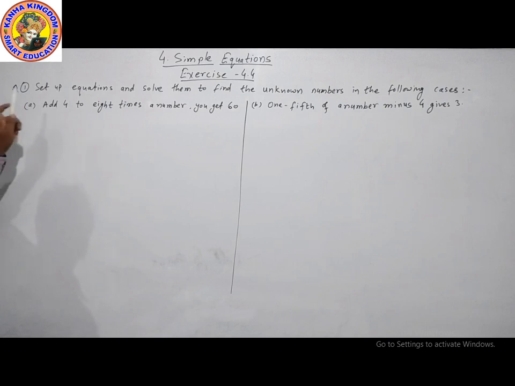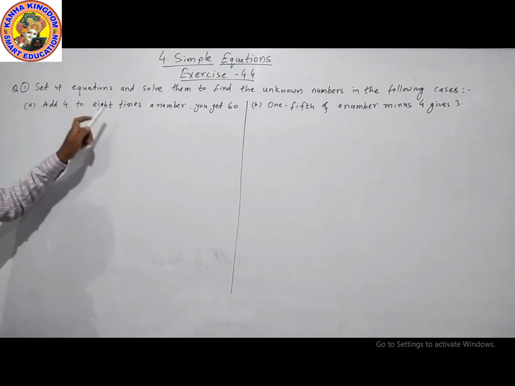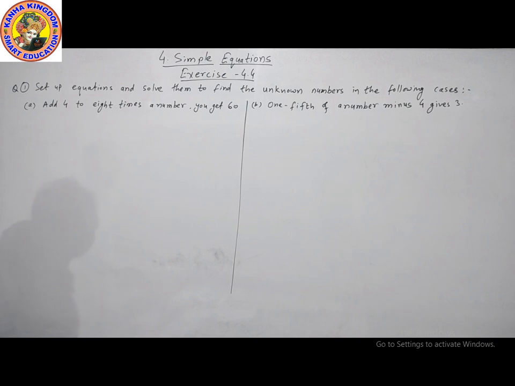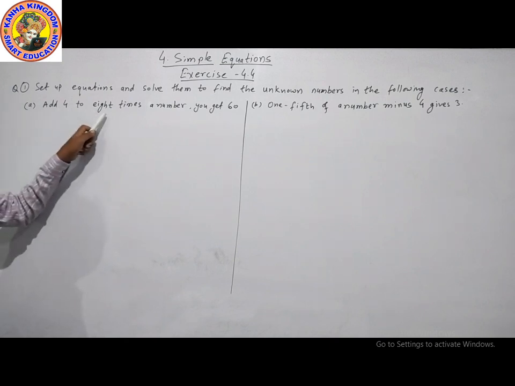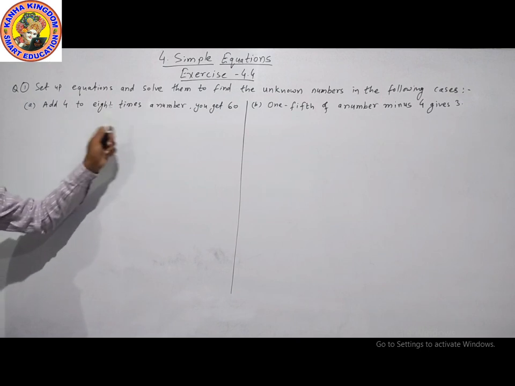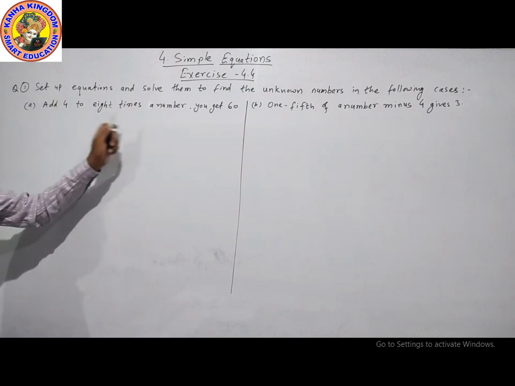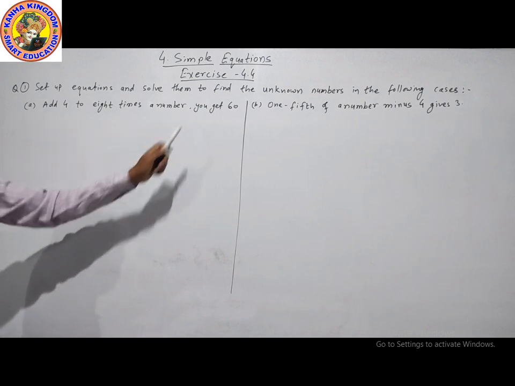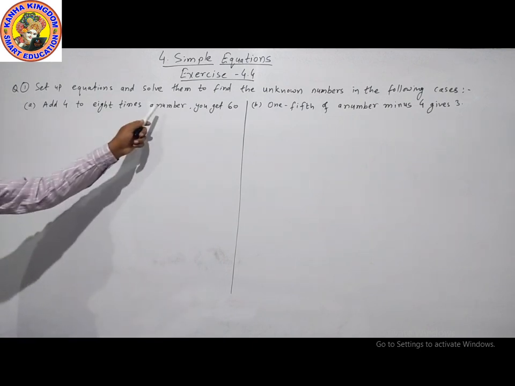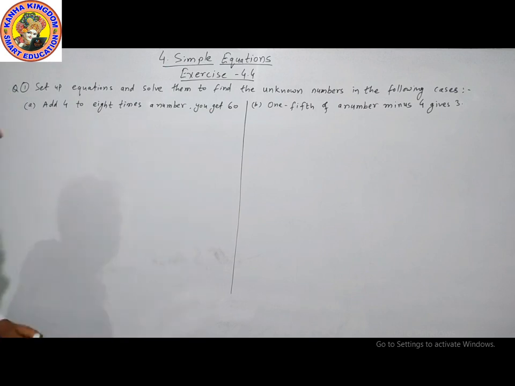Question number first. Set up equations and solve them to find the unknown number in the following cases. Our first problem: add 4 to 8 times a number, you get 60. Here is a number which is unknown.